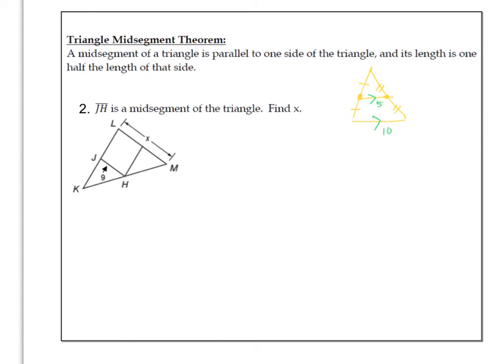So go to example 2. Segment JH is the midsegment of the triangle. Find x. Well, this is 9. It should be parallel to this, which is going to be the length of x. And so 9 times 2 is 18. This would be 18. The midsegment is half of the side it's parallel to.